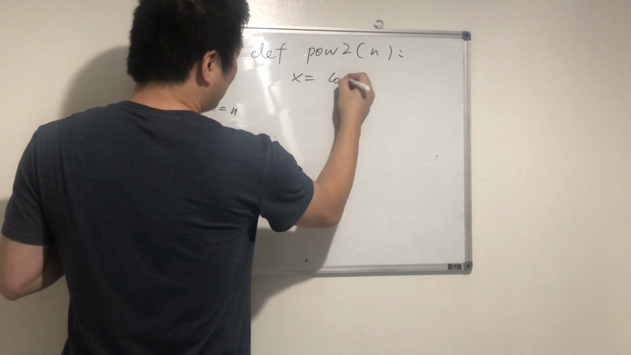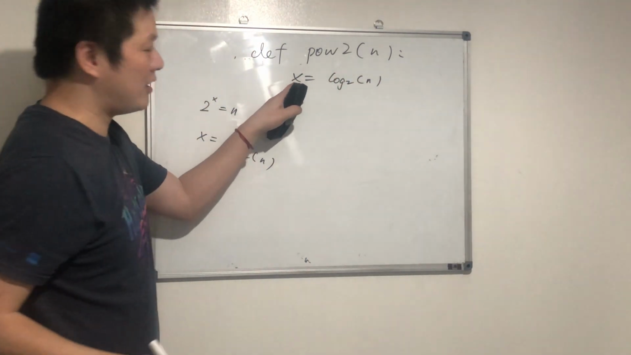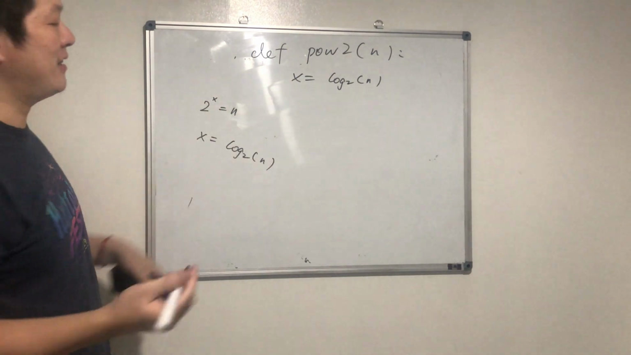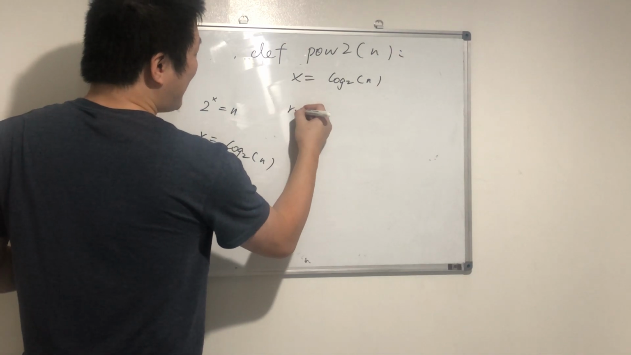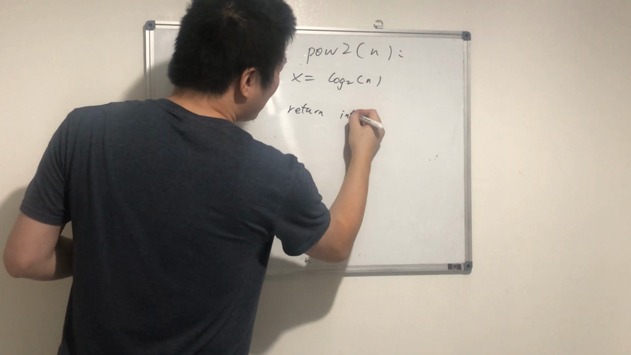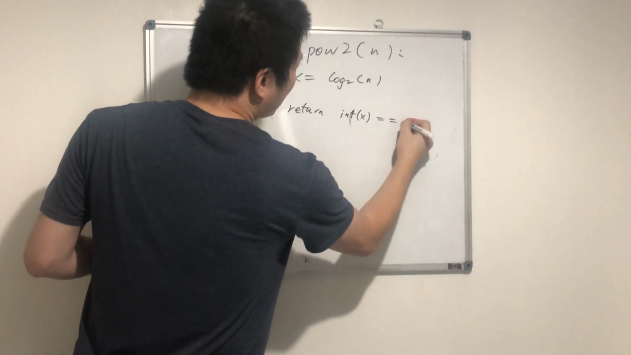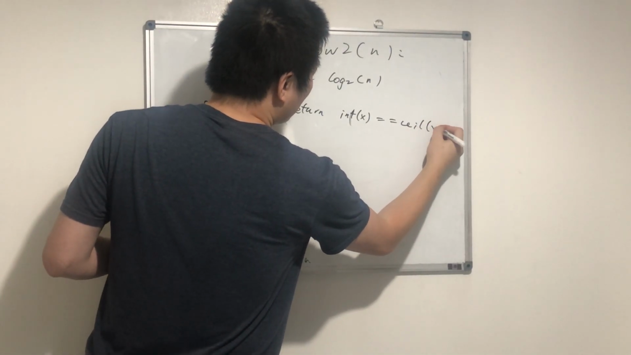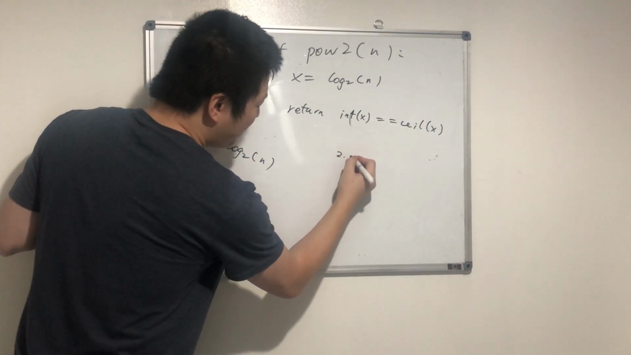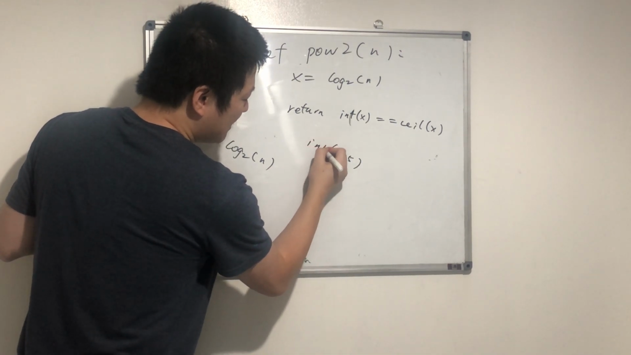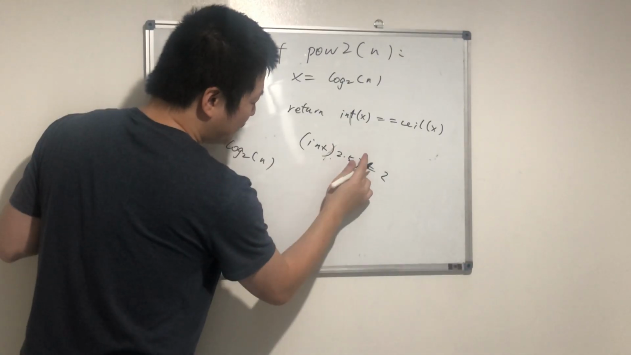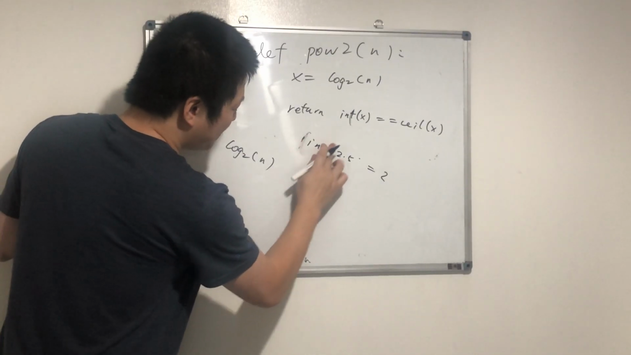x equals log 2 n, but this could be an integer or not. So we want to check if x is an integer. So how can we do this? Return, we convert it to an integer. If it's equal to ceil, what does ceil mean? So look, int is the floor, so int of 2.5 is 2, right?